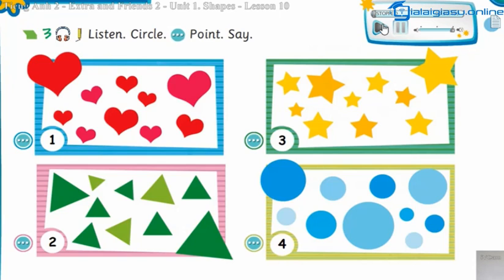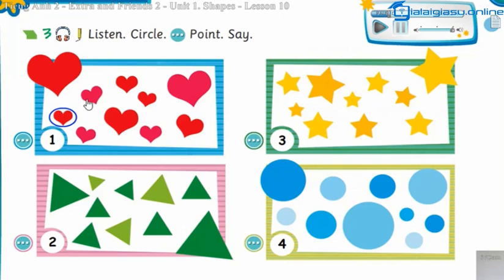Second time, I'll stop and we'll circle, okay? Number one. Eight red hearts. How many red hearts? Seven? No, it's not seven. How many? Eight red hearts. So let's count with me, okay? Bây giờ các bạn đếm cùng cô nha.